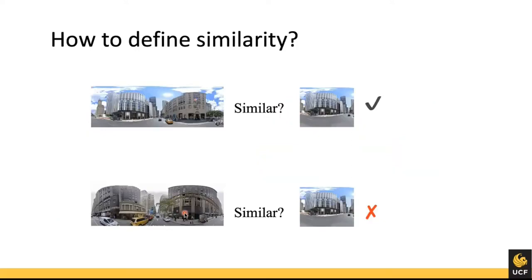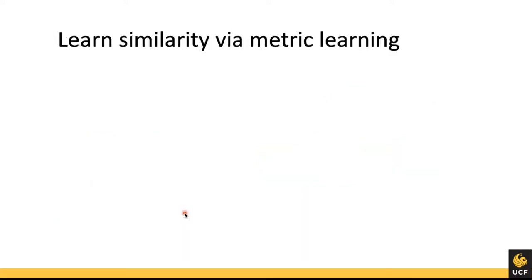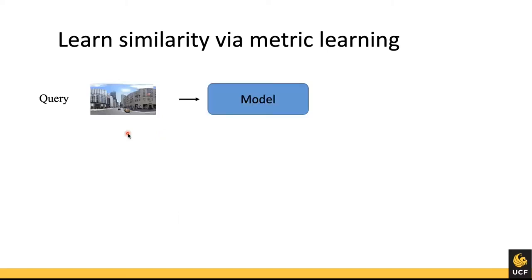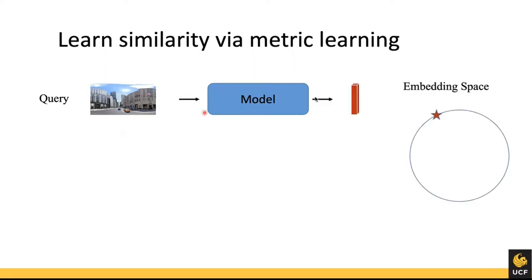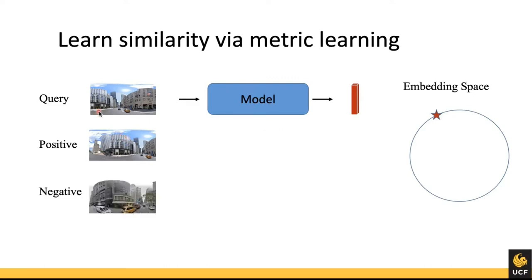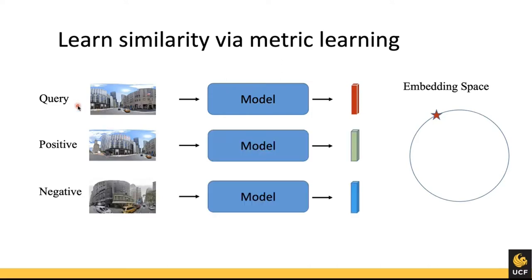So the question is, how do we define similarity? The typical way is to learn the similarity via metric learning. Basically, if you have a query image, it will go through a deep learning model and generate a feature embedding. In this embedding space, maybe this feature vector appears here. In the reference database, you will have positive images corresponding to the query, and you also have a lot of negative images.